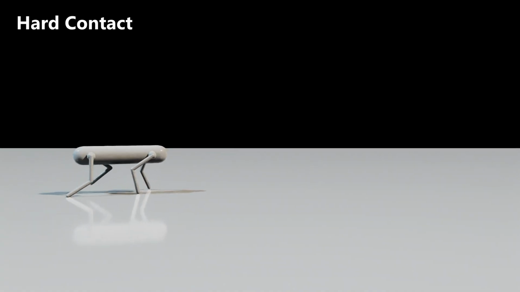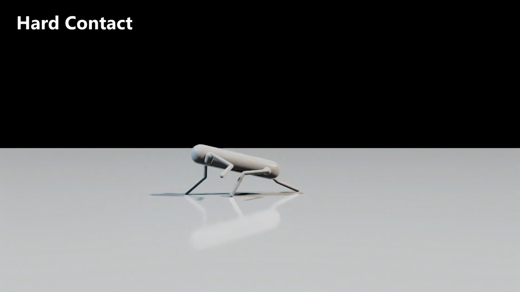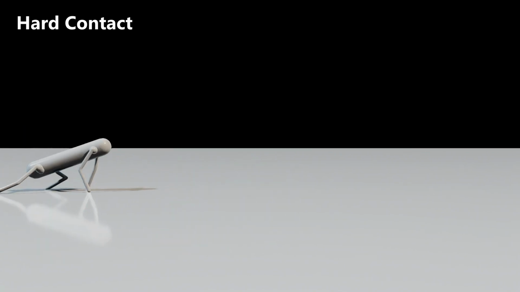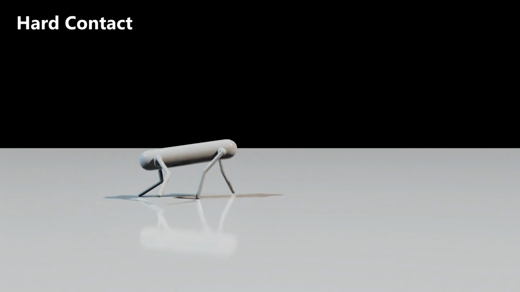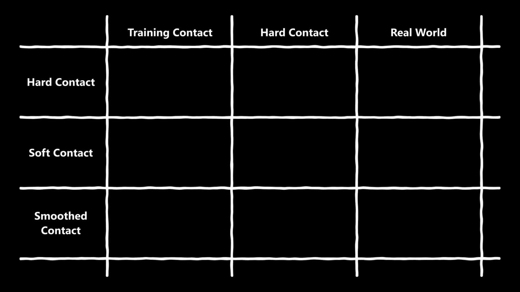a hard contact model. While the model is physically accurate, gradient-based learning results in highly suboptimal locomotion behaviors. This is due to misleading gradients caused by discontinuous contact dynamics.